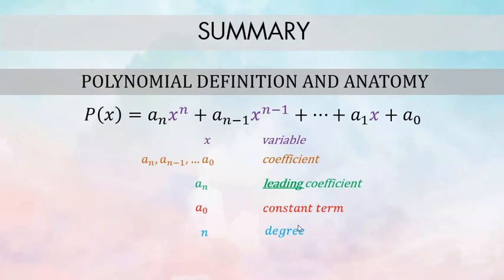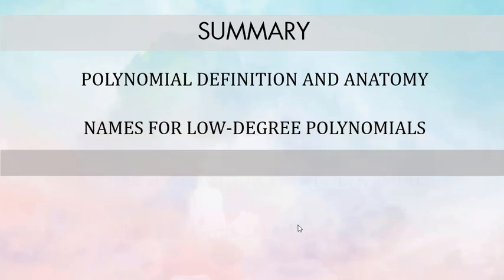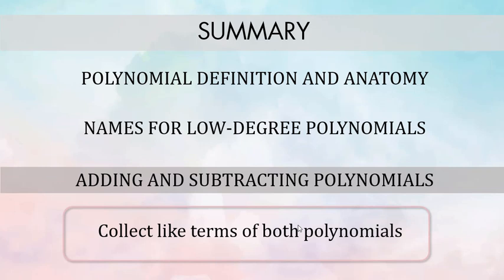So that is what we have learned in this lesson. Now let's have a summary on what we have been through. First, we have learned a polynomial definition and anatomy. We know what are the coefficients, leading coefficient, constant term, and degree. Also, we have learned the names for low-degree polynomials, the linear, quadratic, cubic, and quartic polynomials. And finally, we have learned how to add and subtract polynomials. The key is to collect the like terms of both polynomials. Easy, right?